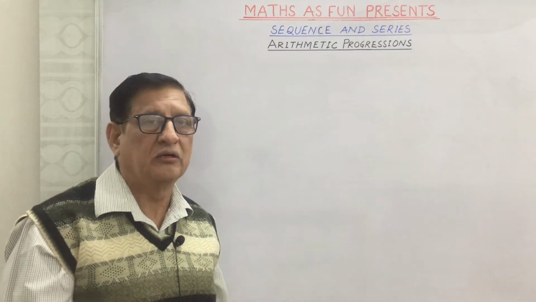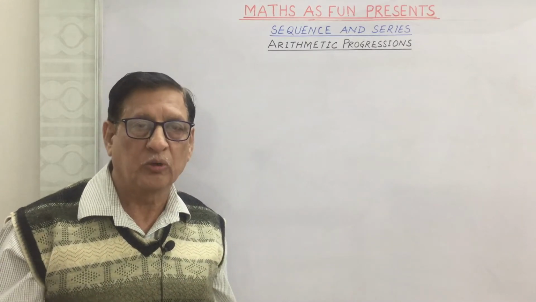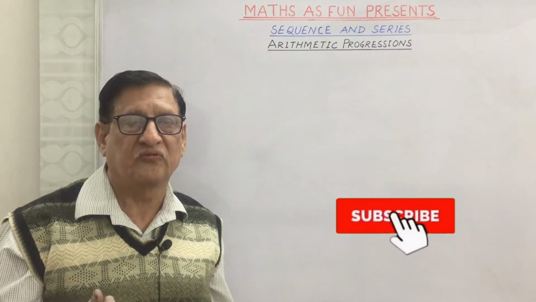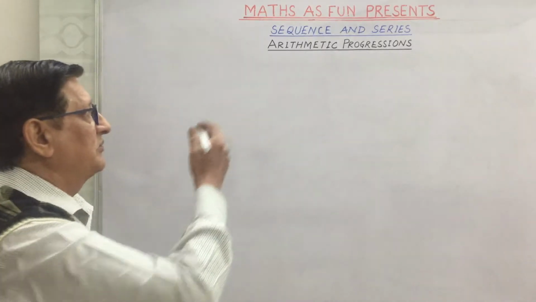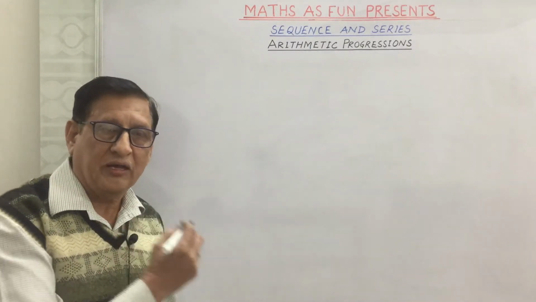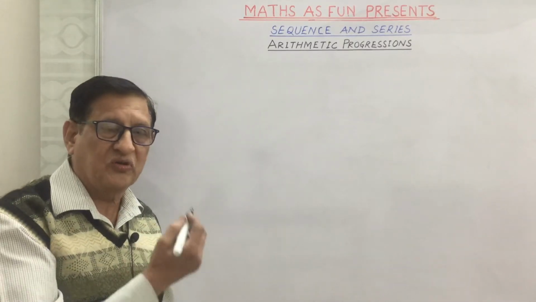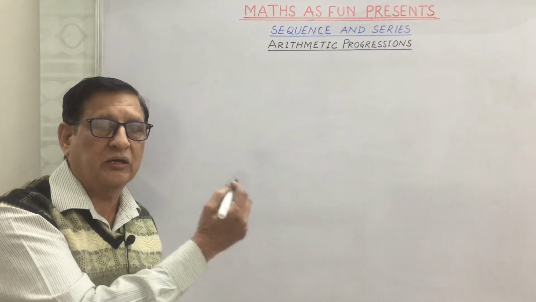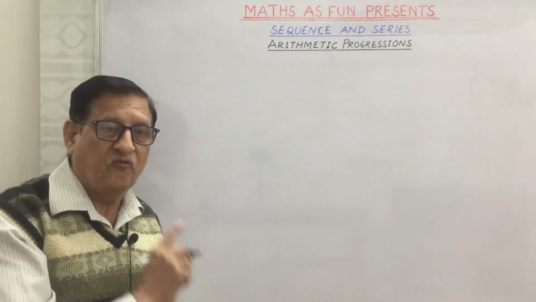See, we have already learnt about progression in the previous video, that a progression is a sequence whose all the terms follow a particular rule. Same is here about arithmetic progression. An arithmetic progression is also a sequence in which every term is obtained by adding a constant to the preceding term, except the first term.